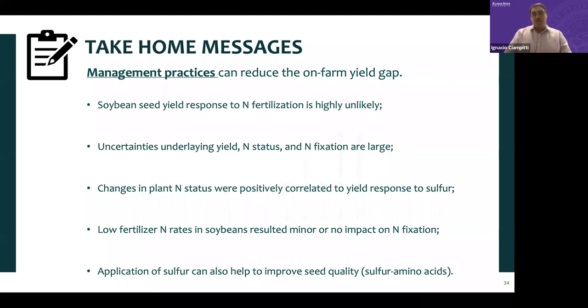And then just to leave as a thought for the future, regarding the application of sulfur, in many cases, in situations where we might not see a potential impact on yield, we might need to start thinking about the quality and the potential effects on sulfur amino acids.